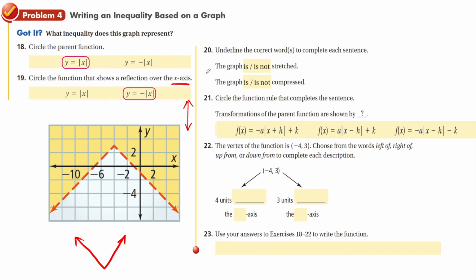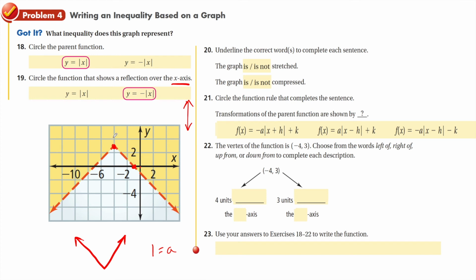And again, following through this graph, can you underline the correct word or words to complete each sentence? The graph is or is not stretched. Now, there are two different ways you can figure out whether or not this graph is or is not stretched. One, you can kind of see that as you go down 1 or half a unit from what you can see on the graph, it goes over half a unit as well, and that seems to be showing each and every time, and therefore since based off of what the graph is showing, it's really going down 1 to the right 1, I know that the slope is going to be 1, or also known as our a value is going to equal 1.